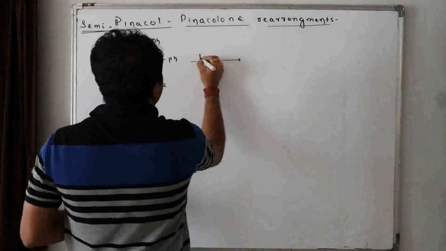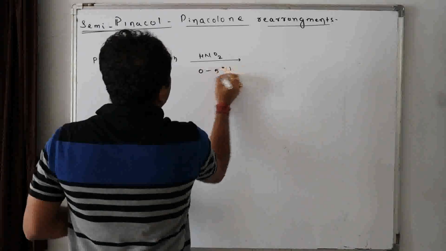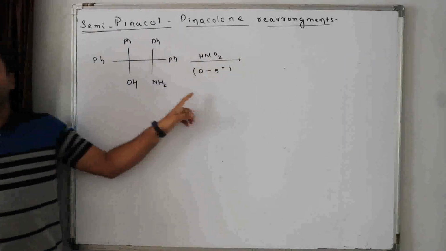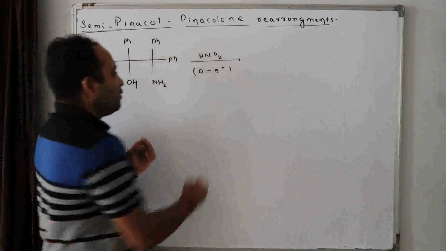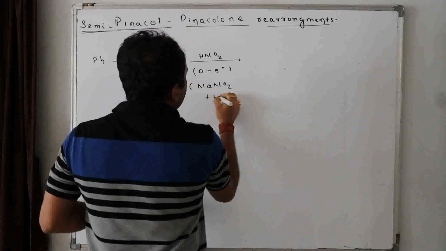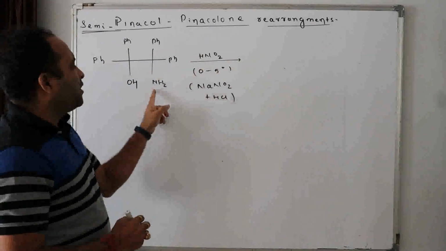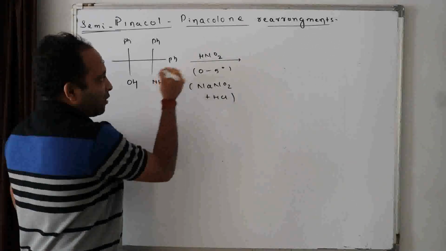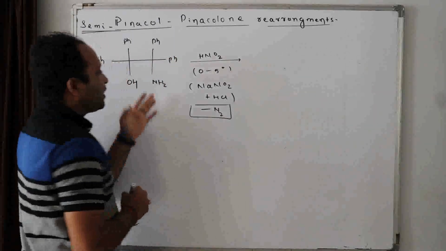Here what happens? If I treat this with HNO2, and we know that HNO2 is not readily available. How can I make HNO2? To make HNO2, I will treat NaNO2 with HCl. It is an in situ reaction, and on the spot only this will be made. What happens? HNO2 with NH2 will make a nitrogen out of it, and nitrogen is released. And nitrogen is the most stable group, so it is released.